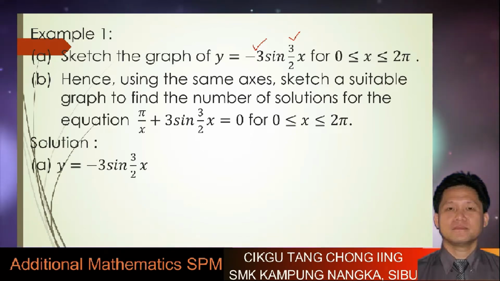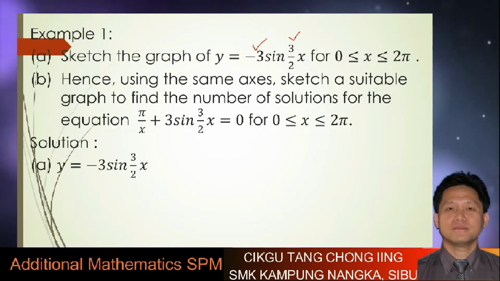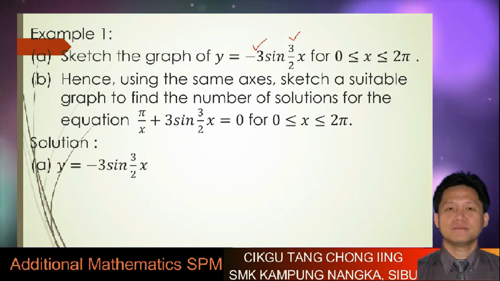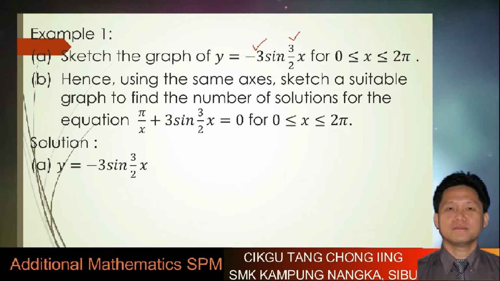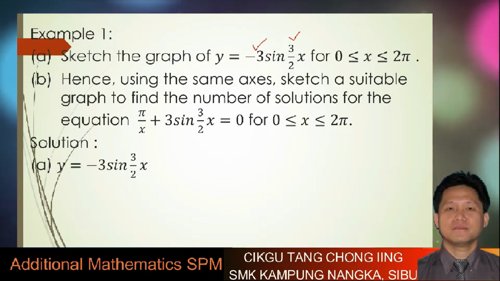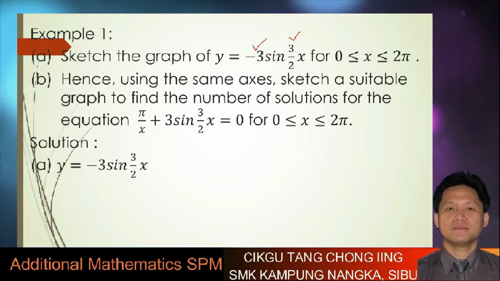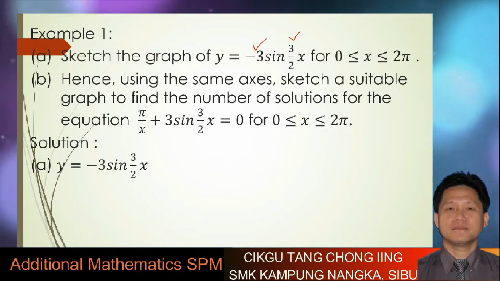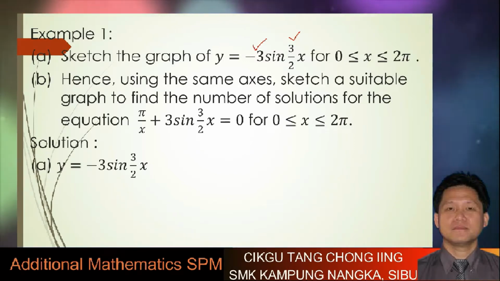And B, hence using the same axis, meaning the x and the y axis the same, sketch a suitable graph to find the number of solutions for the equation pi/x plus 3 sine 3/2 x equal to 0 for x between 0 and 2 pi.